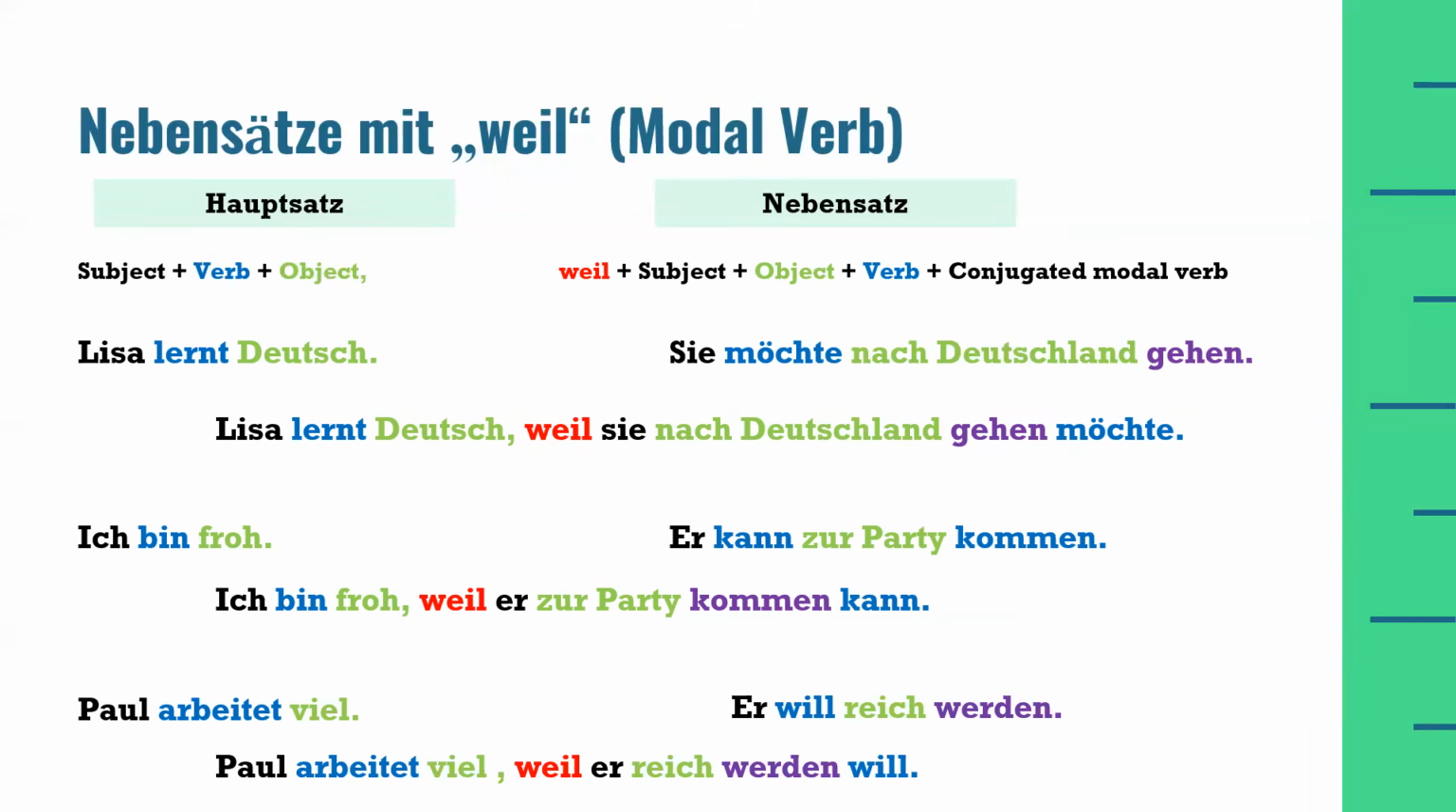So the Nebensatz will start with the conjunction weil, then comes the subject, which is er, and reich werden means to become rich. Werden will be in the infinitive form, and the last position of the sentence will be for the modal verb, and the modal verb is wollen, which is conjugated with respect to the subject of the Nebensatz at the second position, which is er. So wollen becomes will. Paul arbeitet viel, weil er reich werden will. So this is how we can use the conjunction weil.